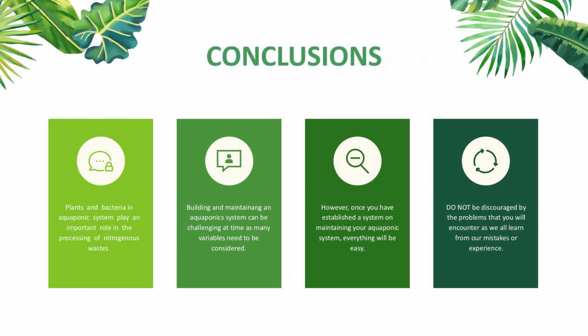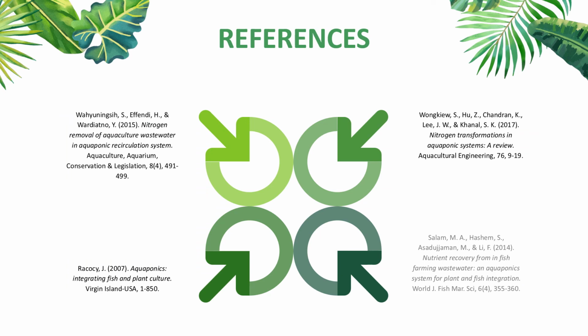So the conclusion that I can suggest is that plants and bacteria in aquaponics play an important role in processing of nitrogenous waste. Building and maintaining an aquaponic system can be challenging at times, as many variables need to be considered. However, once you have established a system, maintaining your aquaponic system will be easy, and do not be discouraged by the problems that you will encounter, as we all learn from our mistakes or experience. So this is the reference, a few important references that I have been using.